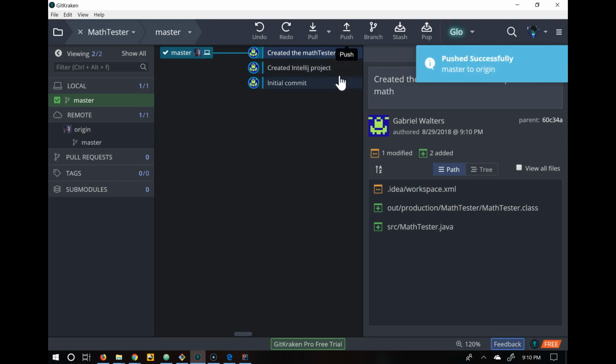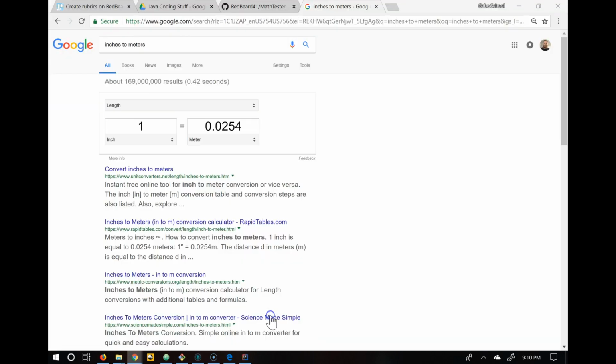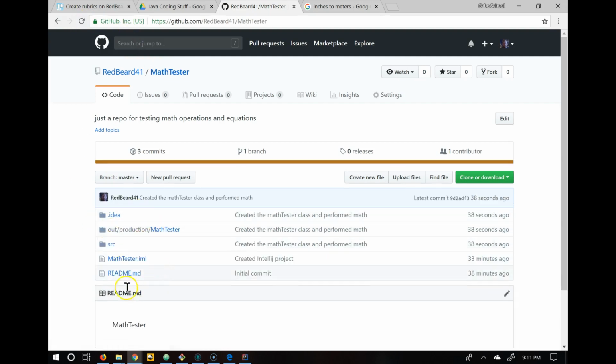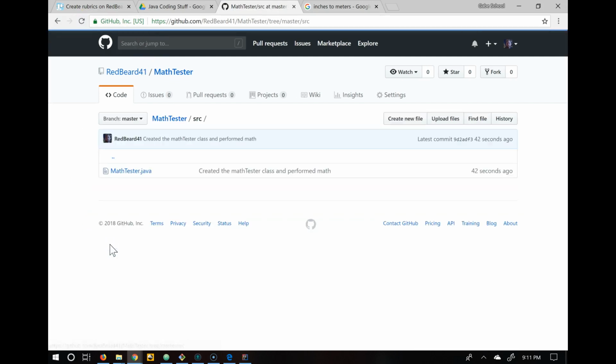it up to the remote, and you're pulling down from the remote when you want to have the most recent data. So if I look here now, I can refresh, and now I see more of a structure. I see my source, which there's my file right there.